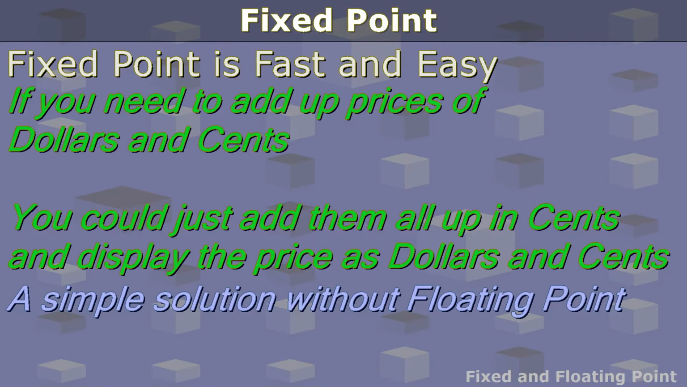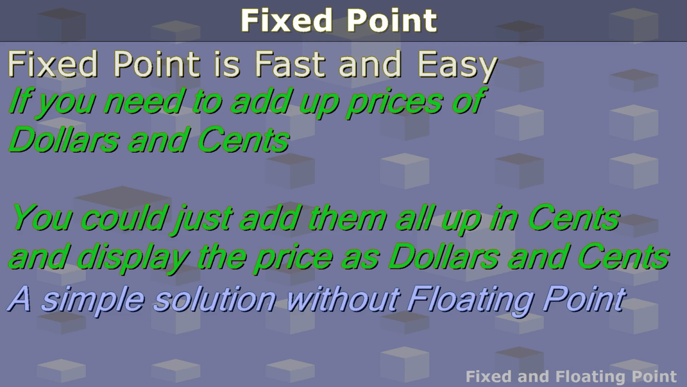Okay, fixed point is fast and it's easy. And if you're using a small microprocessor that doesn't support floating point, you can make your own fixed point numbers. Say you want to add up dollars and cents. Would you use floating point, or would you just arbitrarily fix the last 2 digits to be cents, or think of all the prices you add up just being in cents? You want to add $1, you add 100 cents to it.